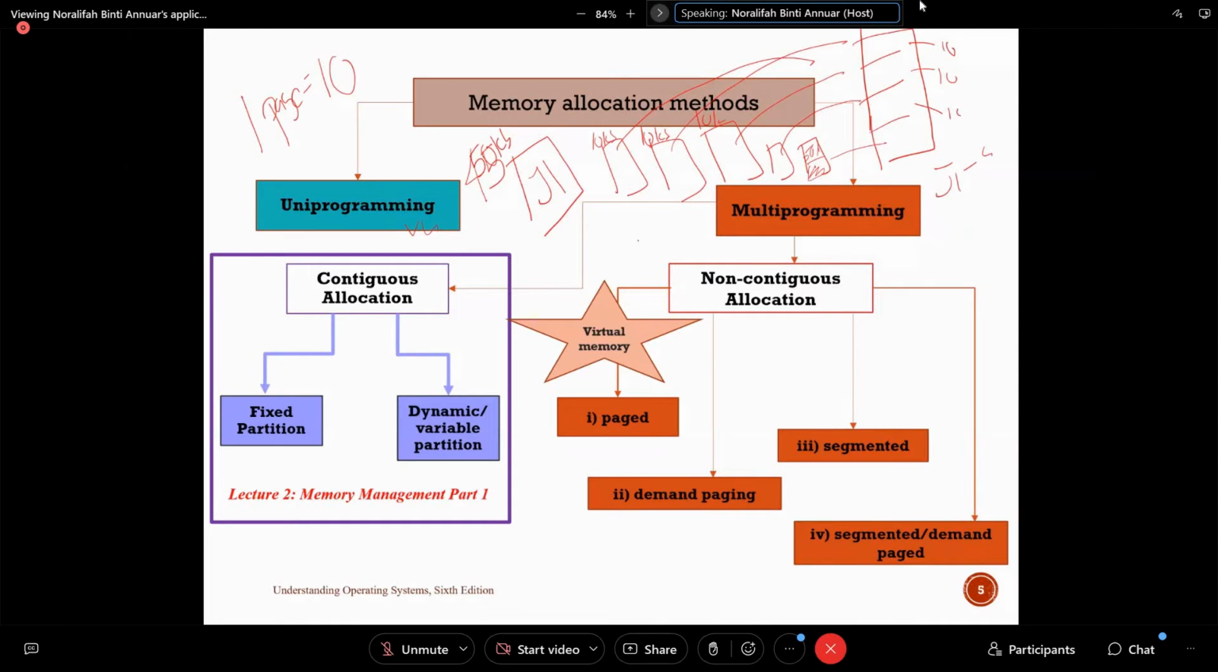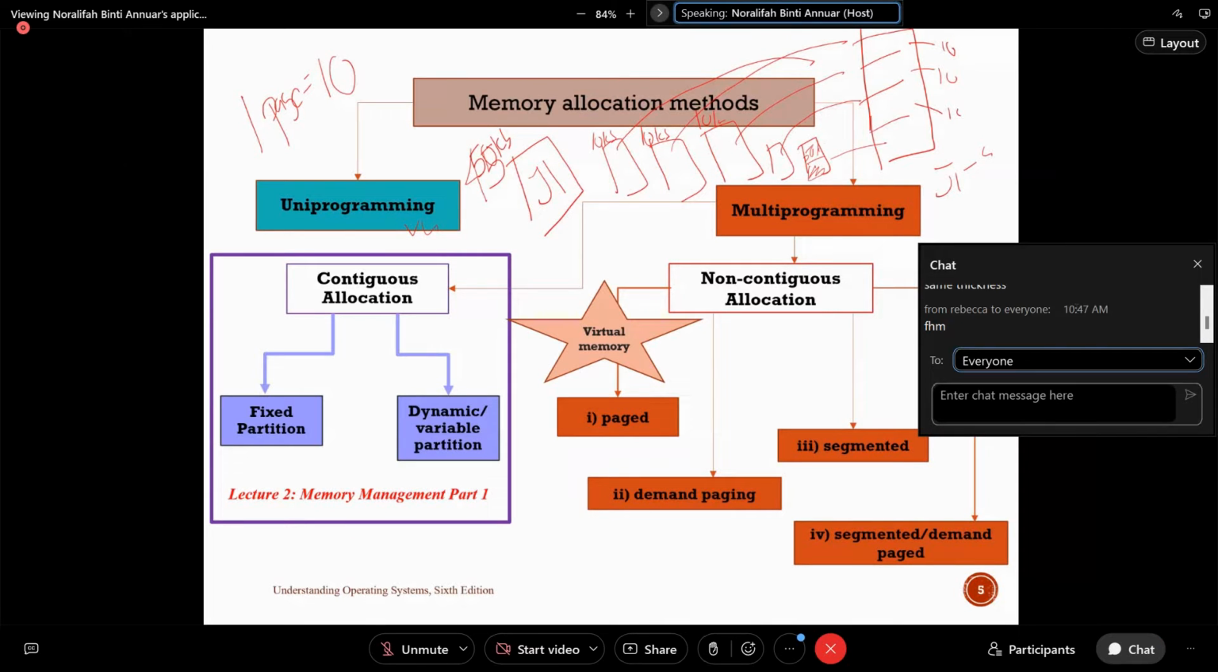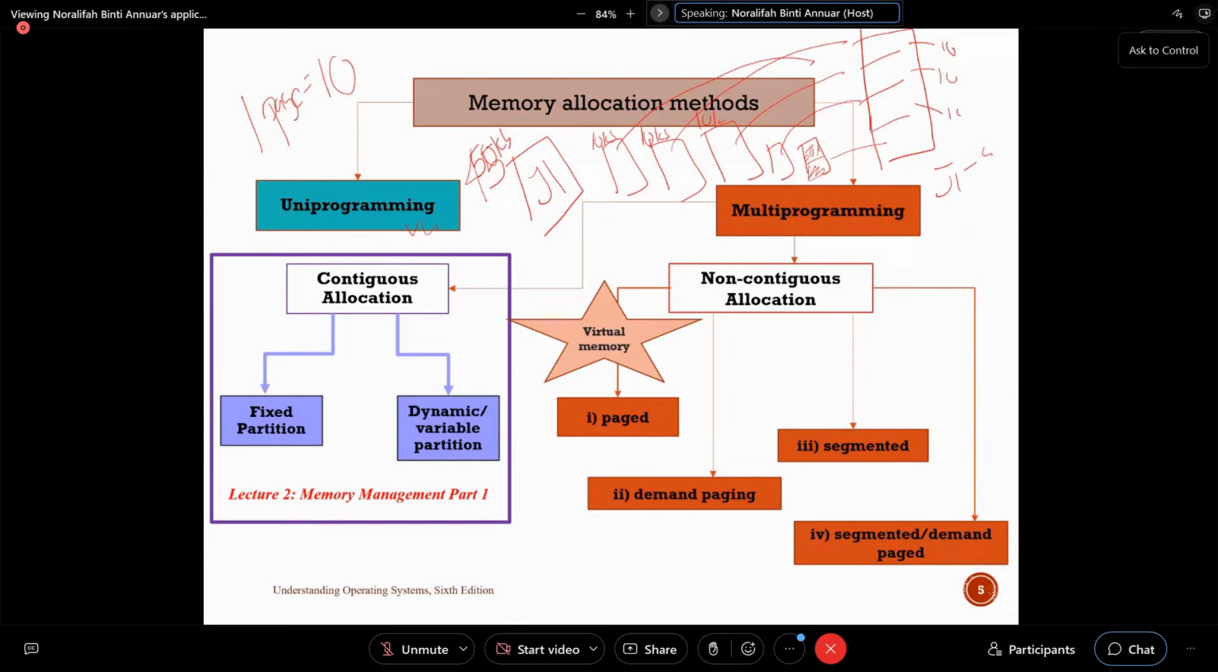So let's say they have 3 segments. You have job number 1, which is 50 kb, but you're using segmentation. So segment 1 will be maybe 50, segment number 2 30, segment number 3 will be 20. It will be based on the program size. Paling senang dia punya general concept is the unequal size. Page is equal size. Okay.